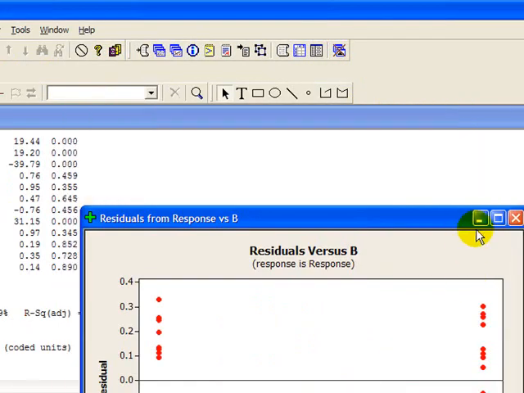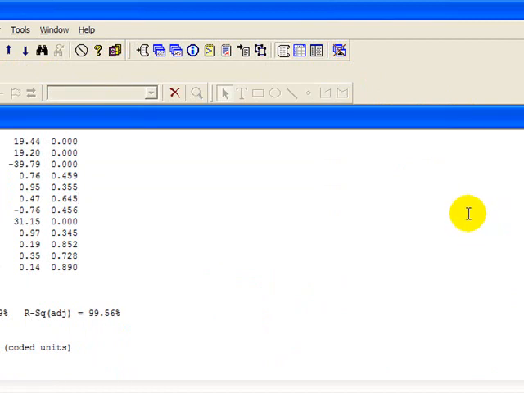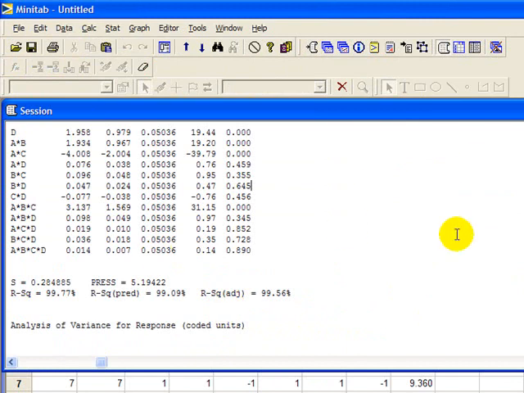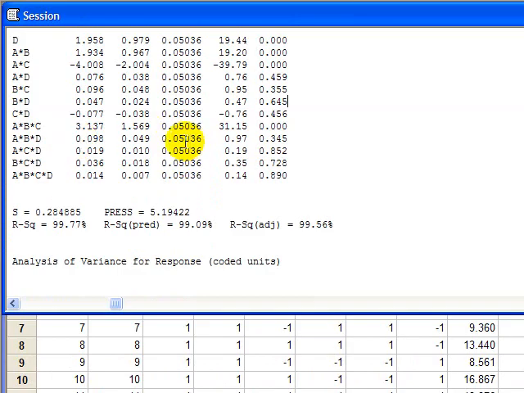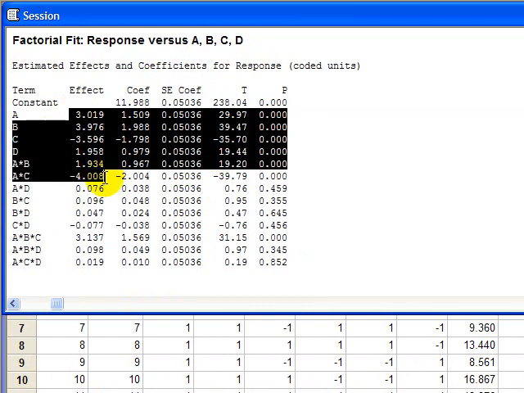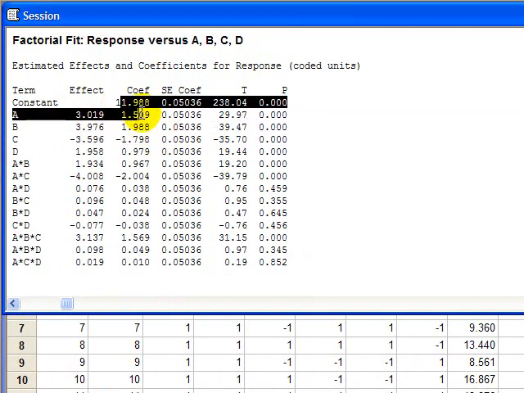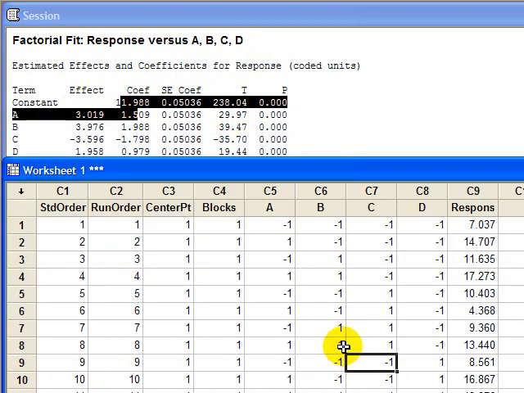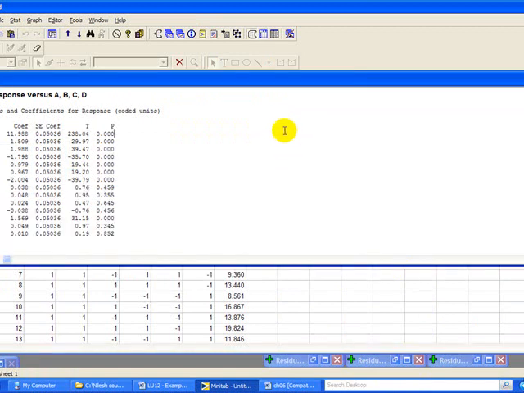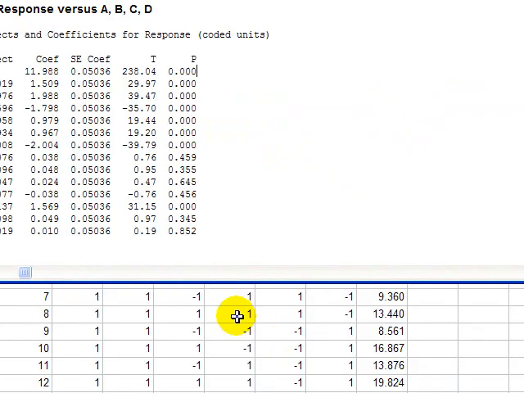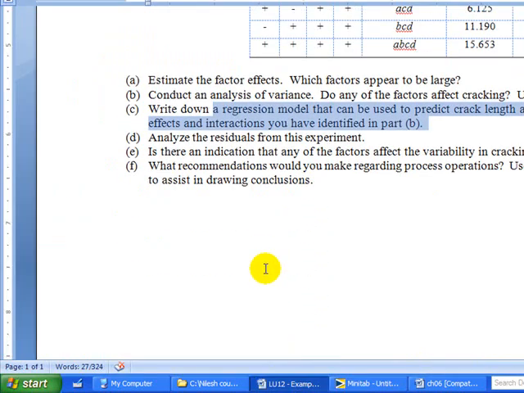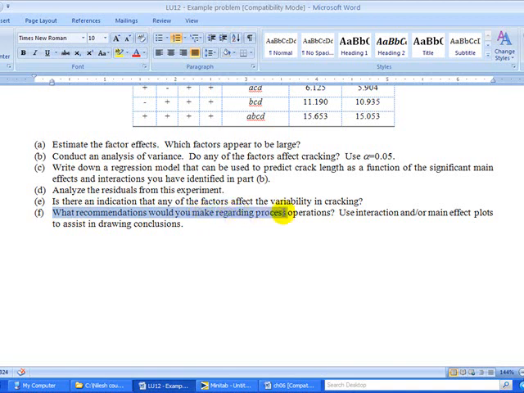Now one last thing that we need to do. So what did we do? We created the design, we entered the values of the response variable, and then we analyzed the design. So we analyzed all the factors and their interactions, and we found out which factors are significant. We also analyzed the effects. We found out the regression model based on these coefficients, and we also checked all the graphs to make sure that the various assumptions behind these models are appropriate. Now the next thing we need to do is, what recommendations would you make regarding process operations, right? So we need to make recommendations.